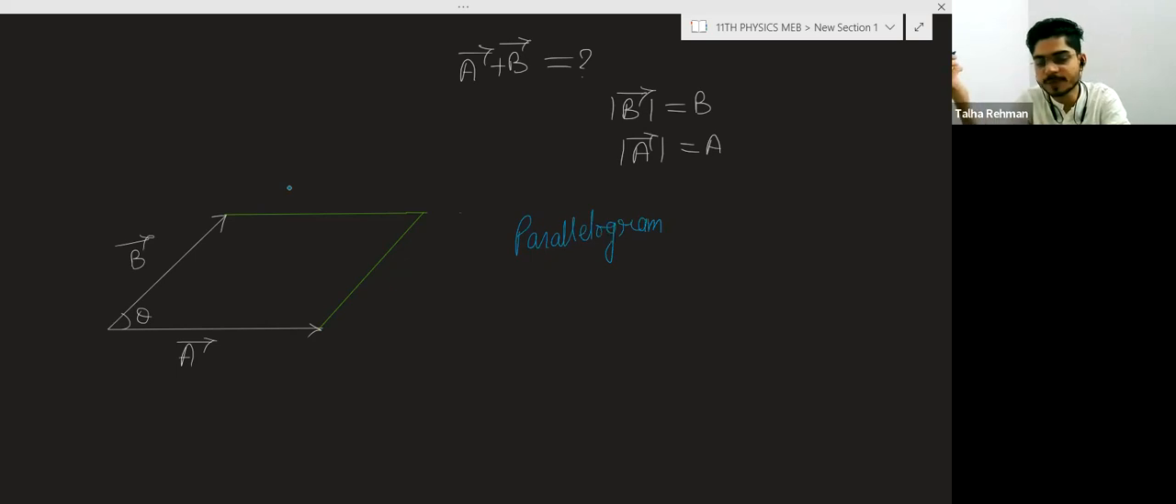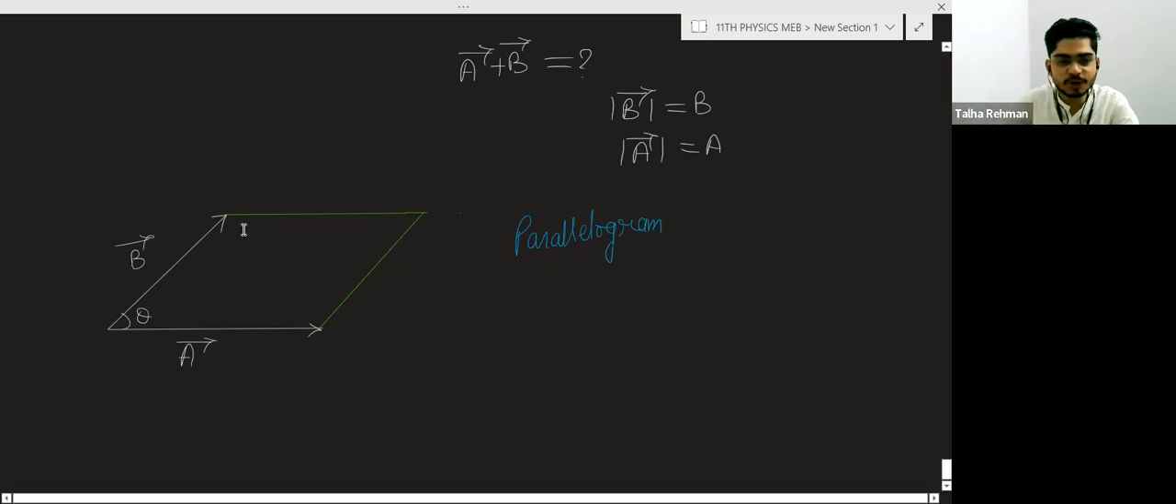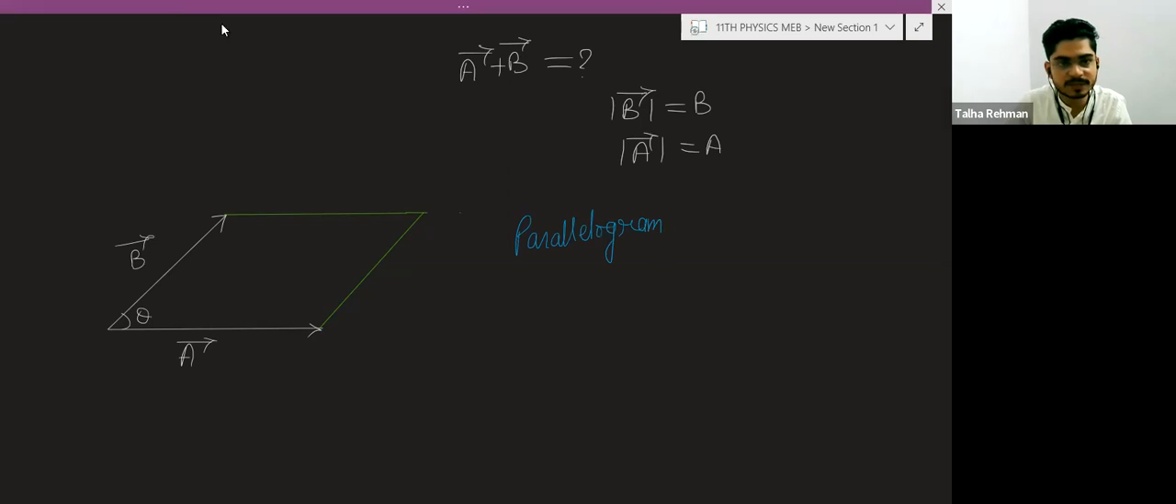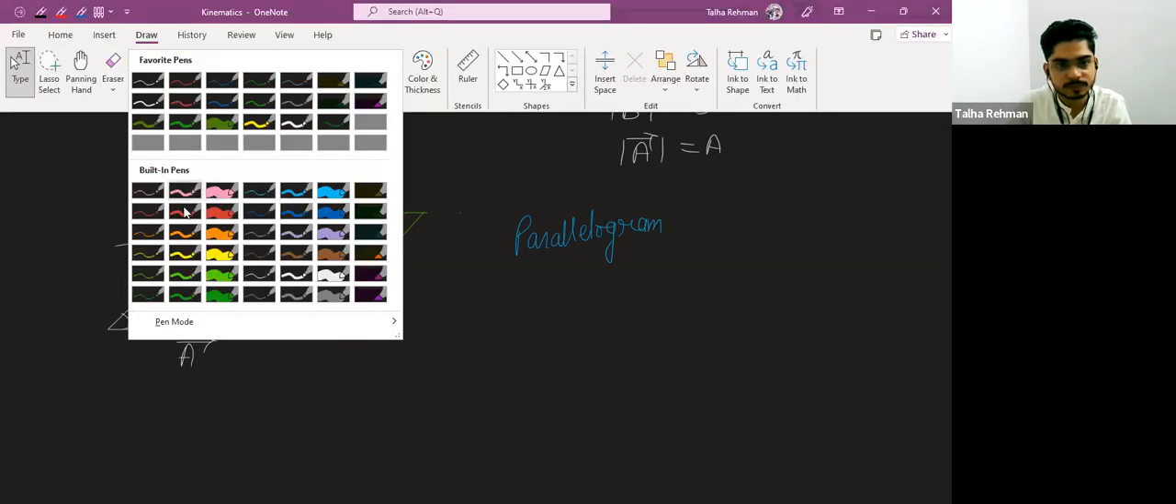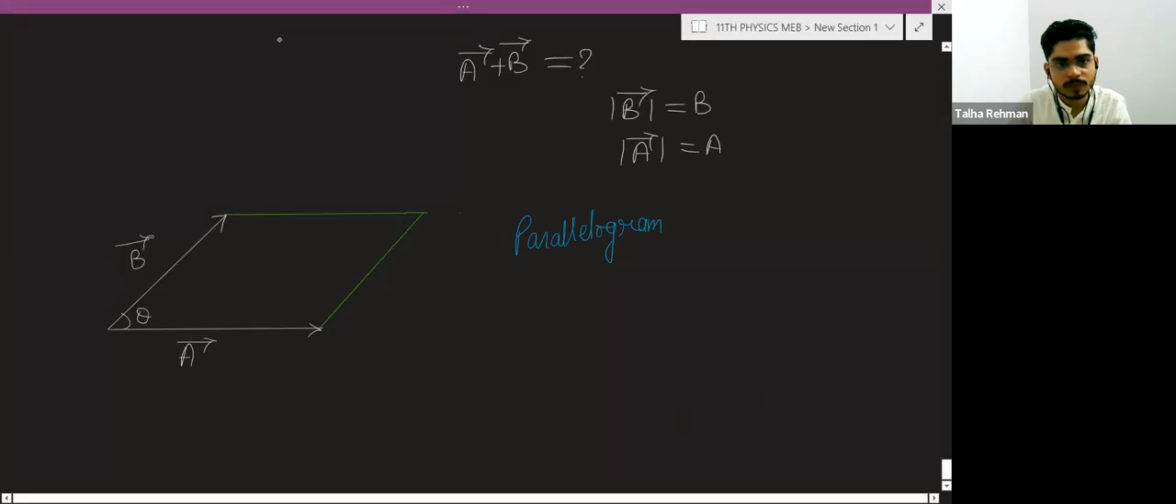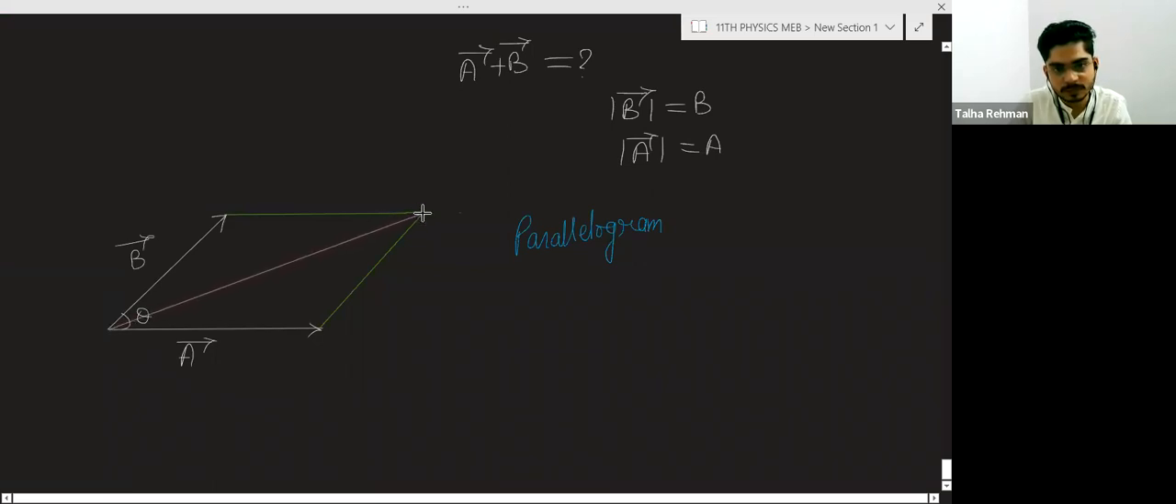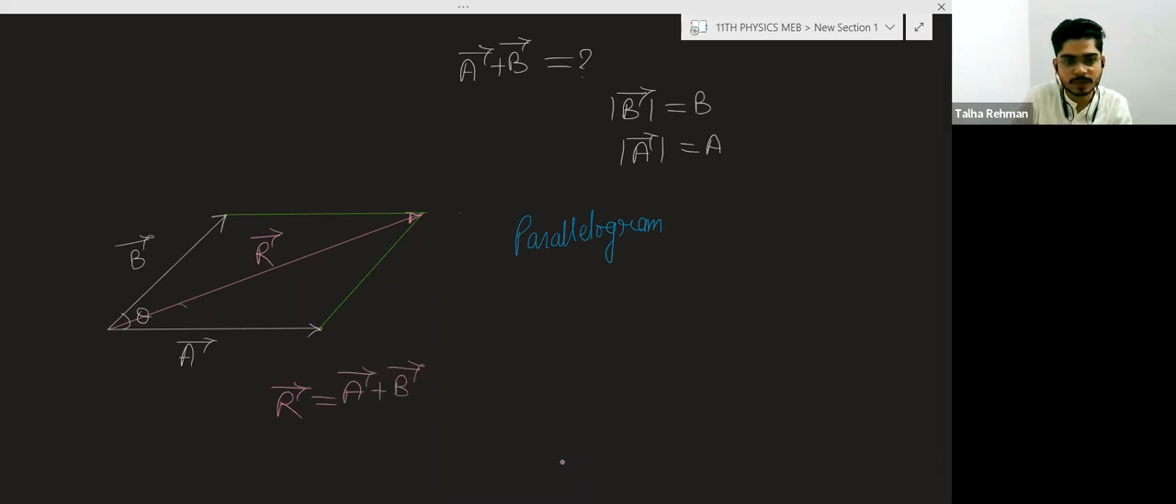I have already told you what is parallelogram. So now when you will measure this length, this length will give you the resultant vector, R vector. What is R vector? R vector is the summation of A plus B. And this R vector will make an angle of theta.